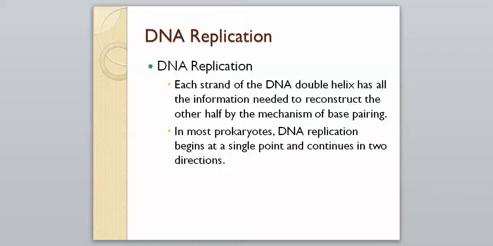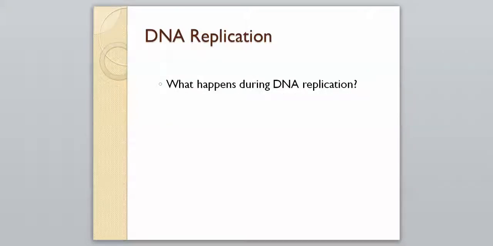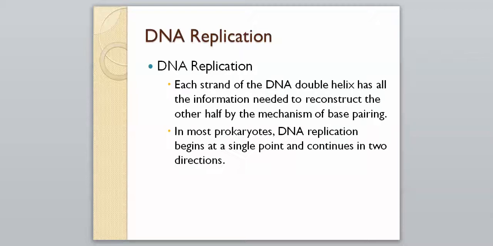And the word replicate just means make another copy of, so it's going to be making a new copy of our DNA. Each strand of the DNA double helix has all the information needed to reconstruct, or remake, the other half by the mechanism of base pairing. Remember, we talked about base pairing last time as the A's and the T's and the C's and the G's matching up. And in most prokaryotes, DNA replication begins at a single point and will continue in two directions.